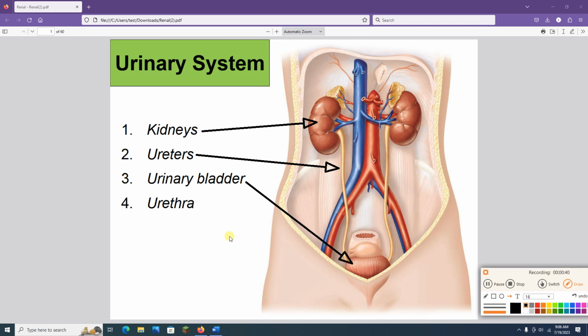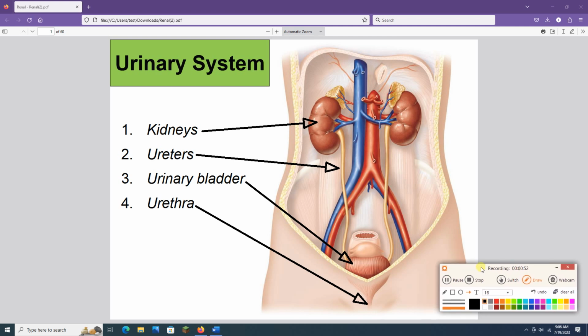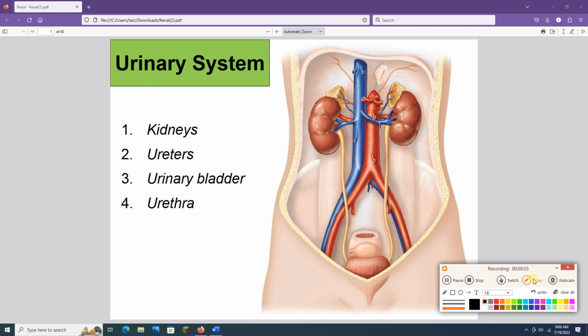Urinary bladder stores it until it's convenient to release. And then our exit pathway is the urethra. So these are the major organs of the urinary system. So we're going to go through all of them, primarily talking about the kidneys.